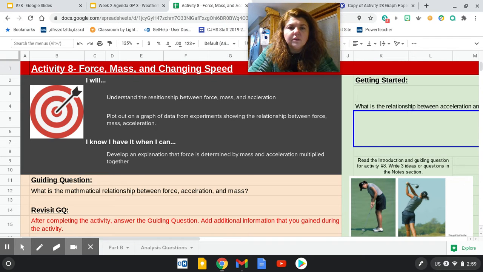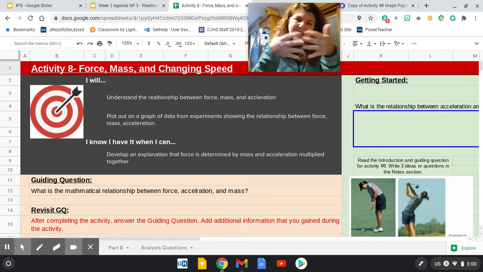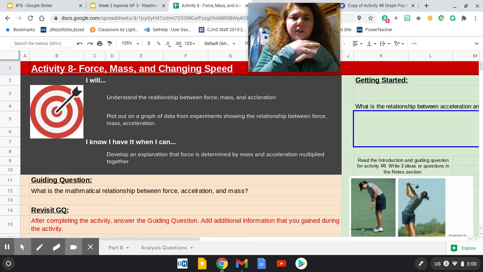Okay, so let's talk about this activity. What you are going to be doing is comparing the relationship between three different variables, and those variables are force, mass, and acceleration. We've talked about all of those variables, but now we're going to see how they fit together, how they relate to each other. And we're going to do that by creating a graph.